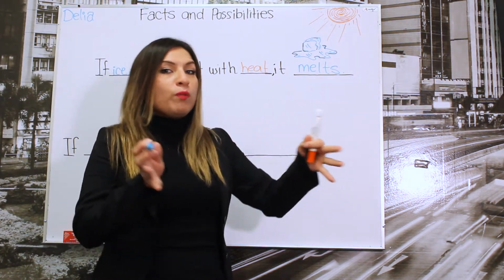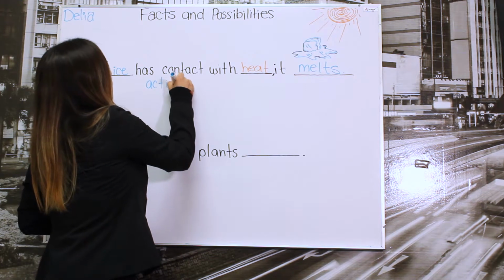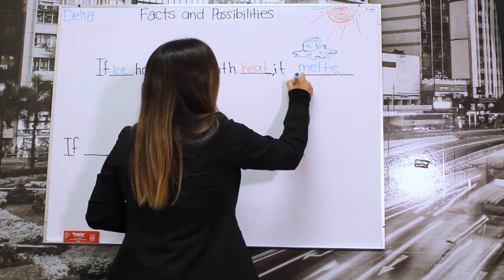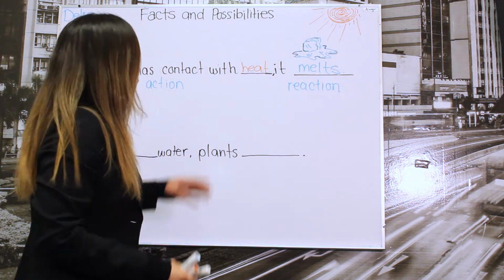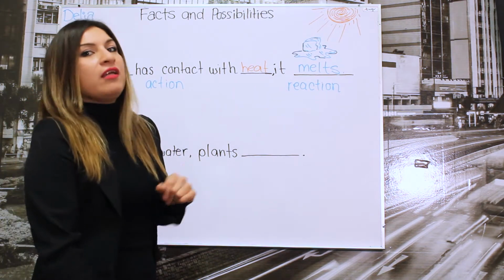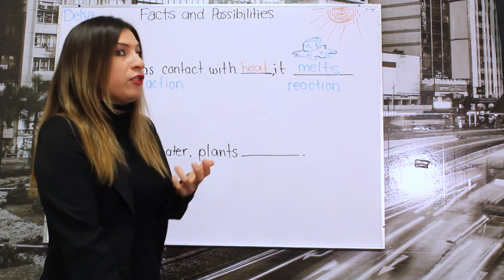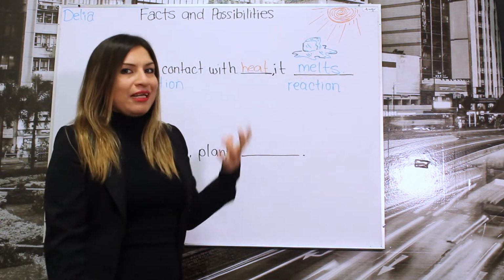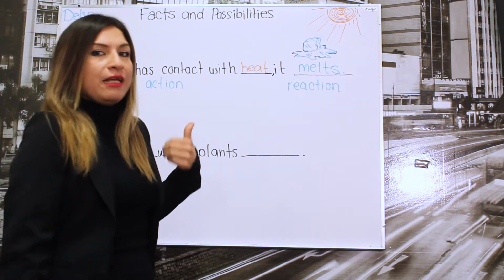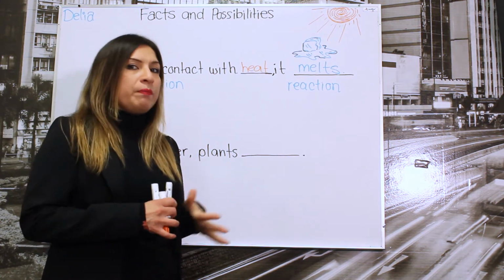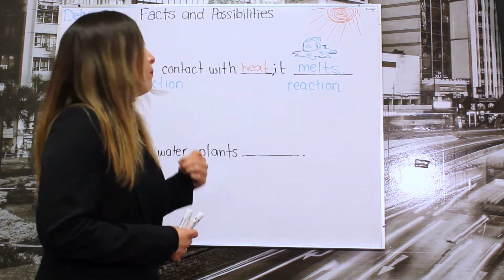Okay, so these two parts of the sentence are what we call the action, and then the second part is the reaction. So we have to separate them with a comma. It is very important to separate the action and the reaction. Okay, it's a fact because, like I told you, it is impossible that the ice stays solid on a hot day. So if you check, all my sentence is in present. I don't have any helper, I don't have any other structure. Everything is in the simple present.